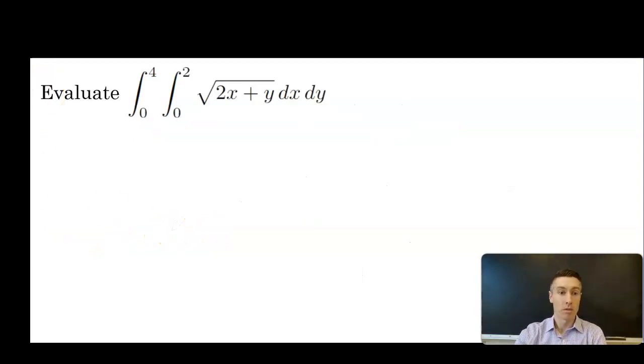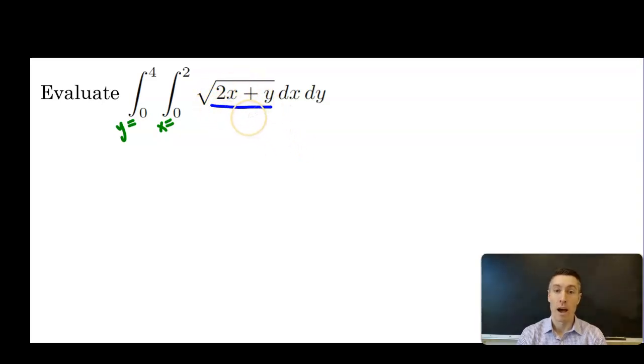Our next example, some practice with integration. Evaluate the double integral of the square root of 2x plus y dx dy. So the inner bounds from 0 to 2, those are our x bounds, and the outer bounds from 0 to 4, those are our y bounds. So we need to integrate with respect to x first. So I'm going to underline what's inside of the square root.